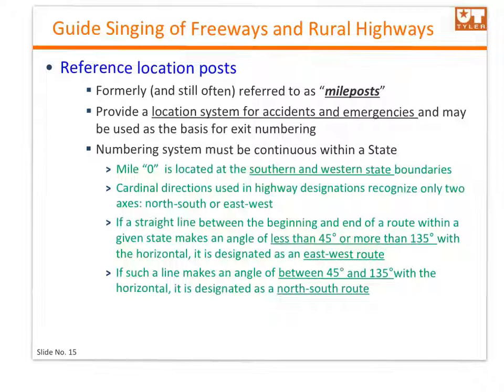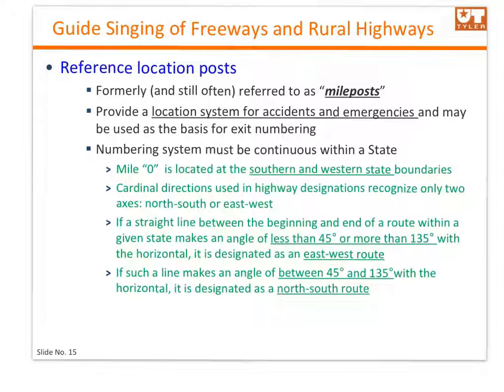This milepost may also be used as the basis for exit numbering. So again, that would be a good amount of information. If an emergency or accident happens, you would tell where the closest exit number or the milepost is that you are located at. The numbering system must be continuous within a state. For example, mile 0 should be located at the southern and western state boundaries, and we typically use cardinal directions in those highway designations in order to recognize that there are only two axes, north-south and east-west.